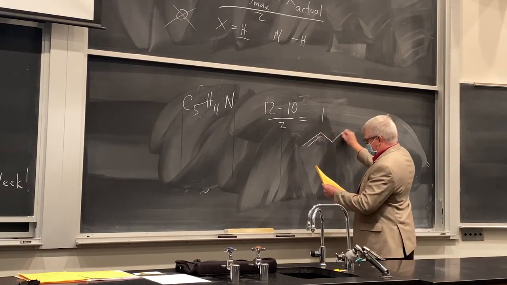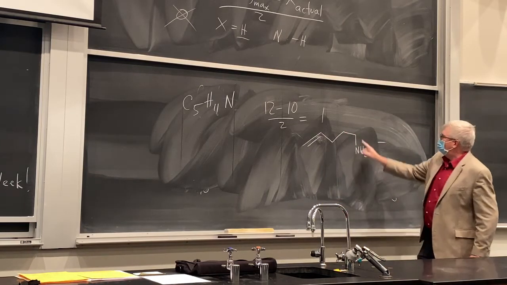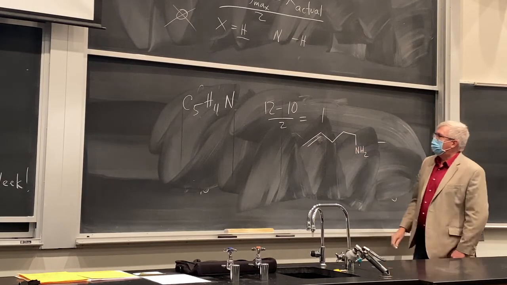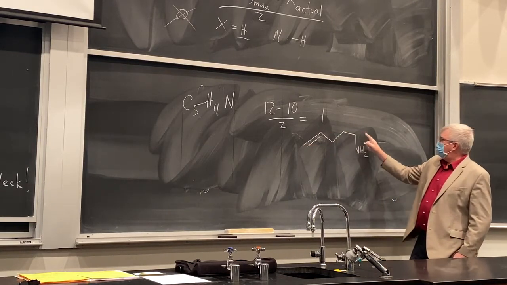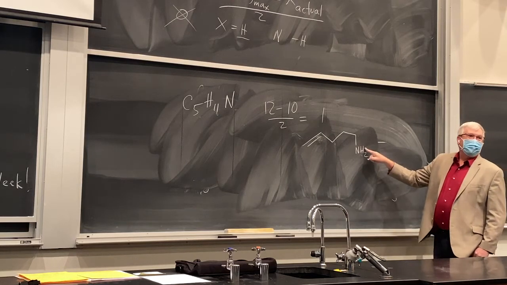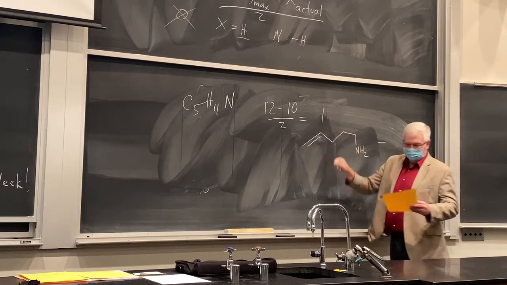Well, what about here? There you go. 1, 2, 3, 4, 5. Yep. And count up your hydrogens. 1, 2, 3, 4, 5, 6, 7, 8, 9, 10, 11. Okay. And that's just 1 degree of unsaturation.